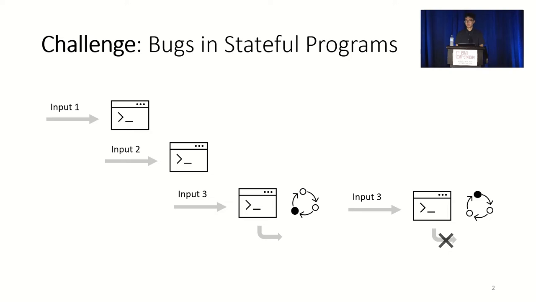Stateful systems require a specific sequence of events as inputs to perform expected behaviors. The final result depends on the entire sequence of inputs, not any single input. For example, here, if we execute the input sequence 1, 2, 3, and execute input 3 only, we cannot get exactly the same result.